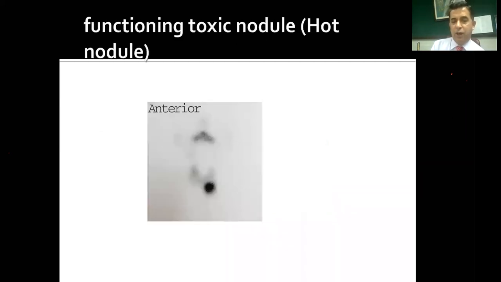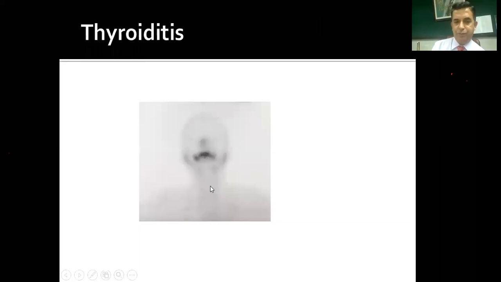Now, this is a case where we got a nodule in the lower part of the left lobe, and this is a hyperactive solitary toxic nodule in the lower pole of the left lobe of the thyroid gland. This is the left lobe, this is the right lobe, this is some activity in the hypopharynx, and this is the toxic nodule in the left lobe. So this is a very good candidate for the radioactive iodine, because it has got a functioning nodule.